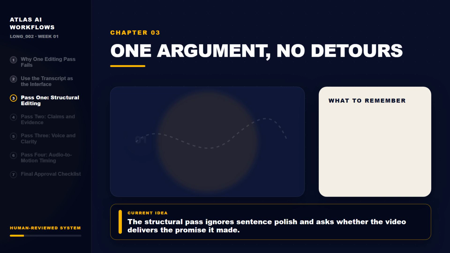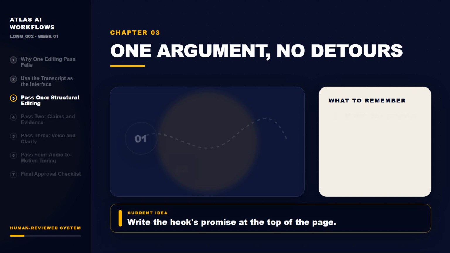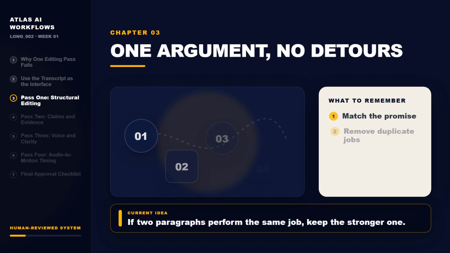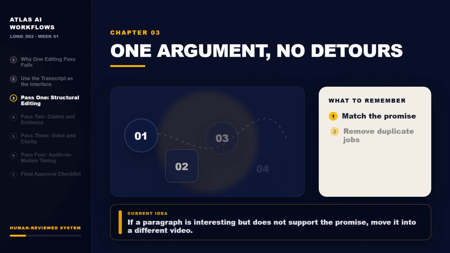The structural pass ignores sentence polish and asks whether the video delivers the promise it made. Write the hook's promise at the top of the page. Then label the job of every paragraph. A paragraph should establish the problem, explain a step, show an example, answer an objection, or move the viewer toward the decision. If 2 paragraphs perform the same job, keep the stronger one. If a paragraph is interesting but does not support the promise, move it into a different video.